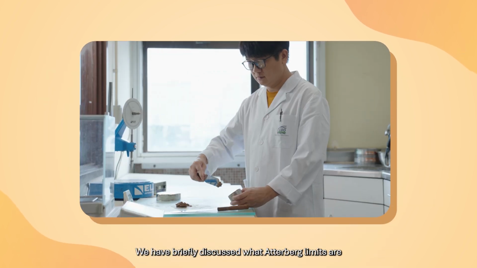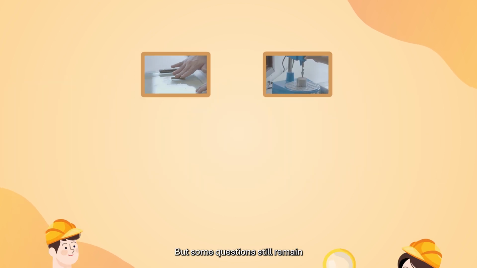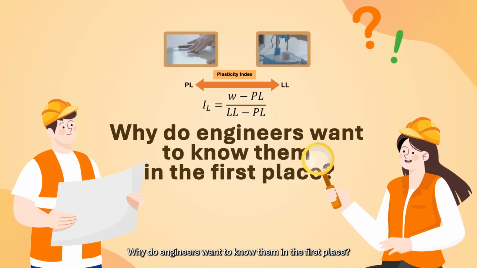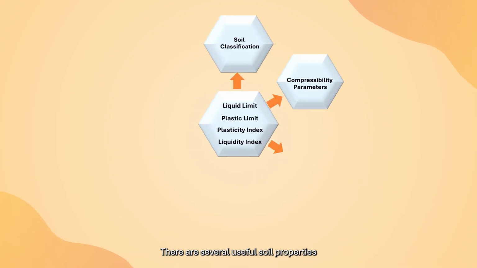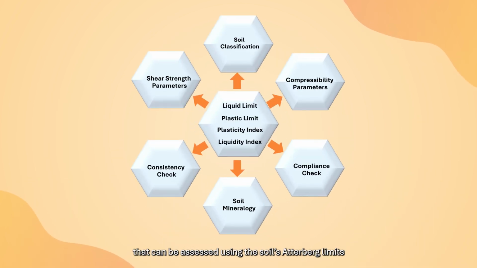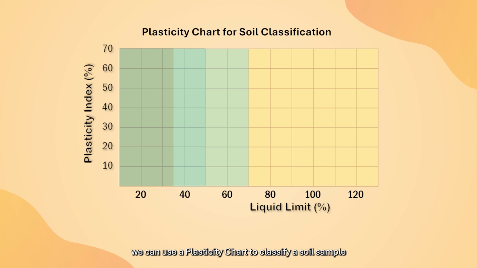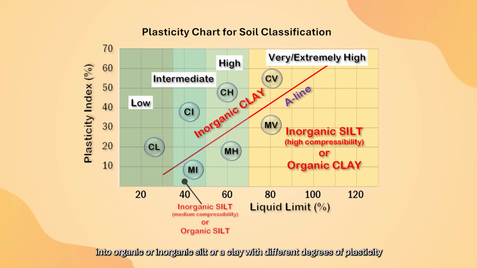We have briefly discussed what Atterberg limits are and how they are determined in a laboratory. But some questions still remain. Why do we care about them? Why do engineers want to know them in the first place? There are several useful soil properties that can be assessed using the soil's Atterberg limits. Firstly, by knowing the plasticity index and liquid limit, we can use a plasticity chart to classify a soil sample into organic or inorganic silt or a clay with different degrees of plasticity.